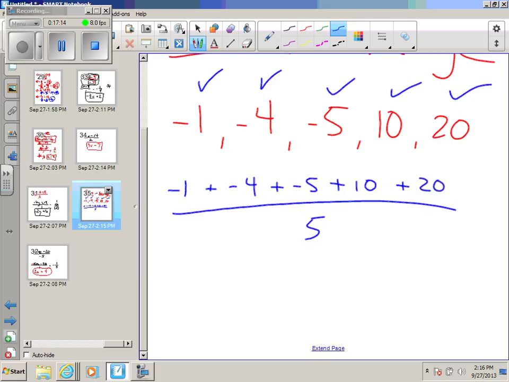Question? Slow down. So a -1 plus a -4 is just like saying -1 minus 4. Where are we at now? -5. Subtract 5 more, -10. Add 10, 0. Add 20, 20. 20 divided by 5, 4. Right?